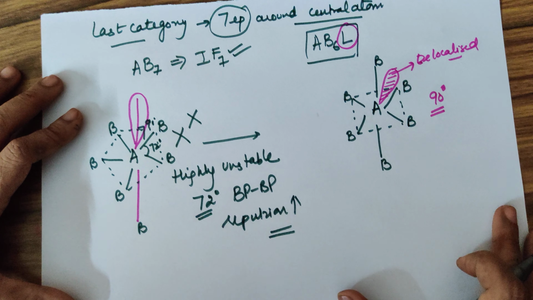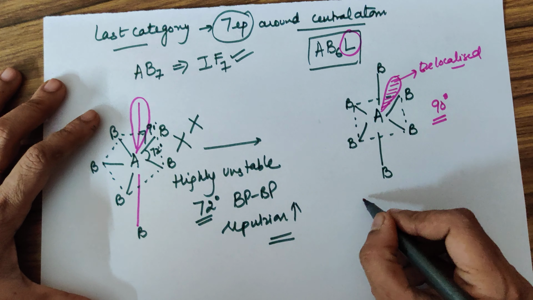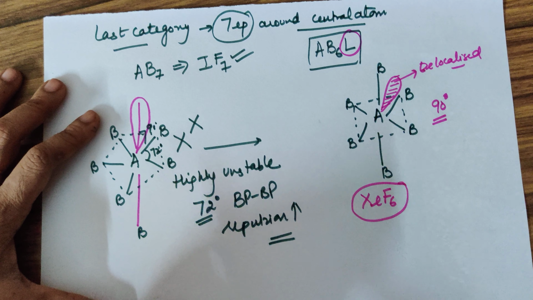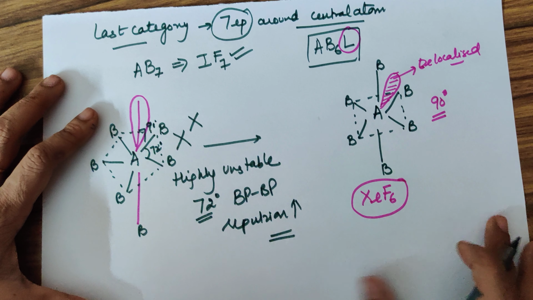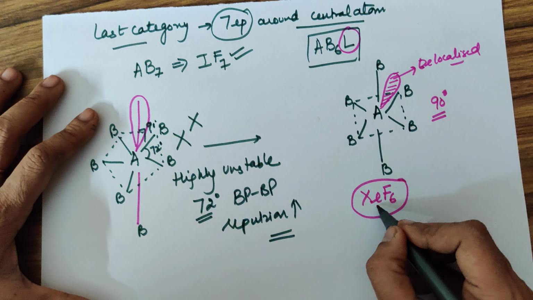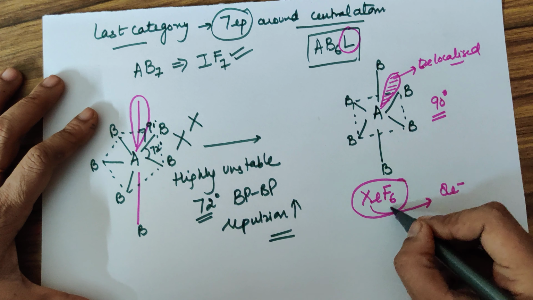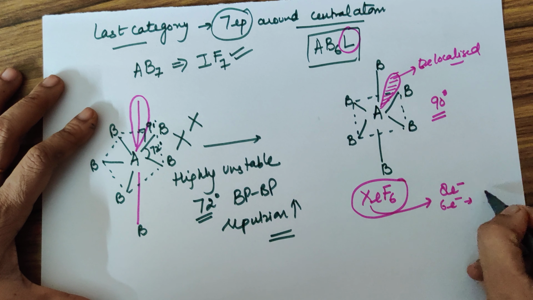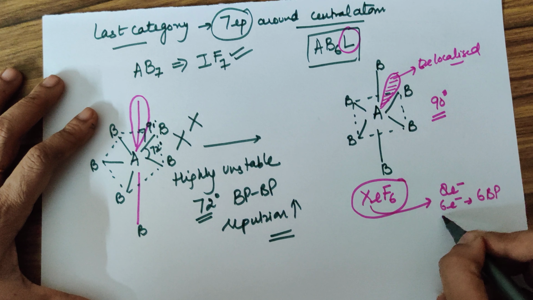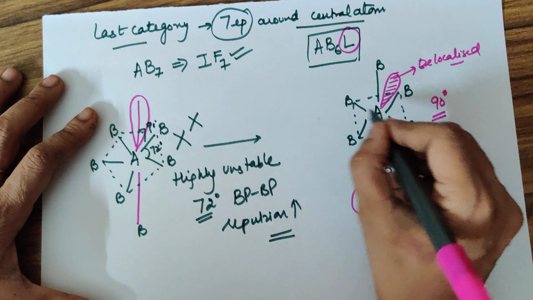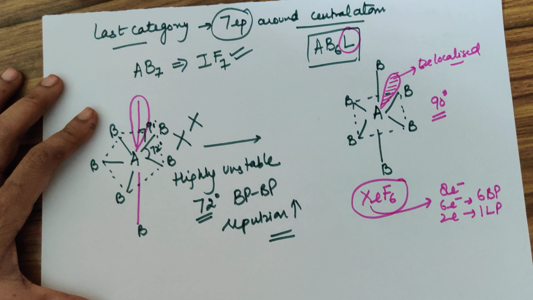Under this category, the example that you should know is that of XeF6. The only example under this category is XeF6. As you can see, in this case, your xenon has got 8 electrons. 6 electrons you have used for 6 bond pairs. 2 electrons are used for 1 lone pair. So please draw it exactly like this. I'll just draw it for you.